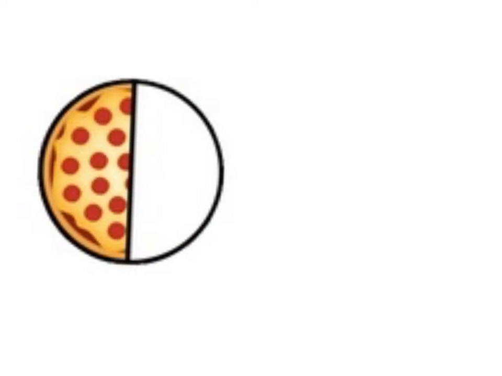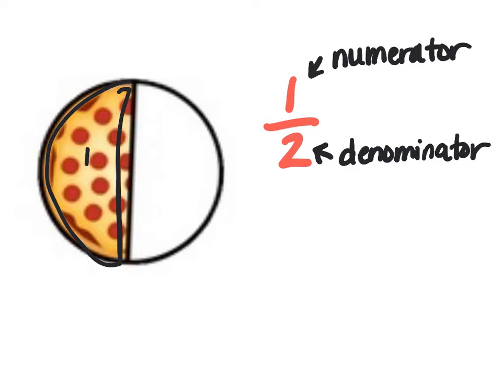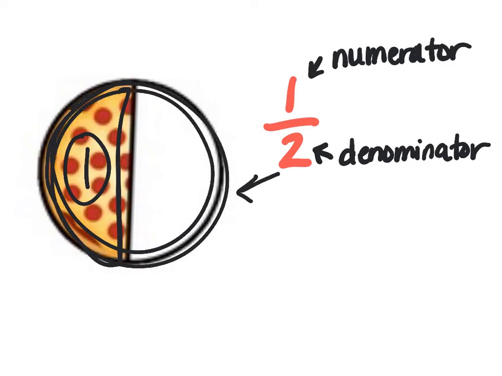If we have a half of a pizza, we show that by saying 1/2. This is what we call the numerator, and this is what we call the denominator. Just a very quick review. 1 stands for how many pieces do we have. In this case, we have 1 piece. The 2 stands for how many pieces did we have all together? How many pieces would make a whole? In that case, we have 2. So we're saying 1/2.